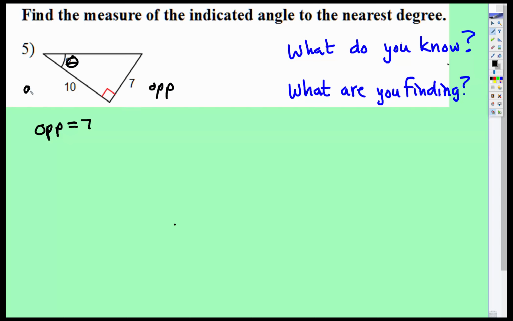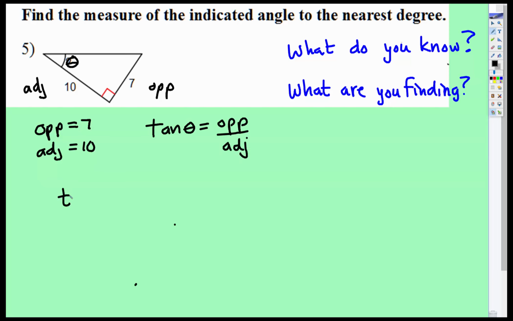We know the adjacent side is equal to 10. And then the hypotenuse, although because we know the opposite and the adjacent, we can actually figure things out using tangent. Remember, tangent theta is opposite over adjacent. And now we can set the problem up.